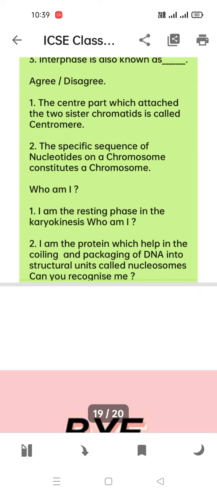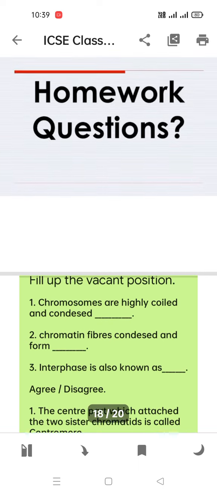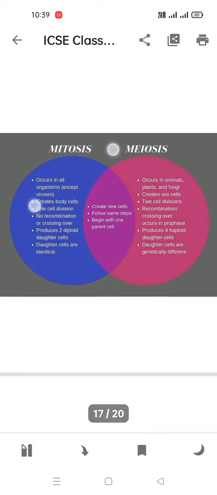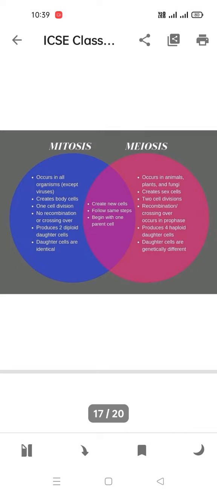Now, who am I? I am the resting phase in the karyokinesis. Who am I? You are the preparatory phase, that is known as the resting phase, interphase. Next is I am the protein which helps in the coiling and packaging of DNA into structural units called nucleosome. Can you recognize me? Yeah, you are histone protein. So I hope this chapter chromosome is clear to you, and this is very important. Mitosis and meiosis difference is very important.